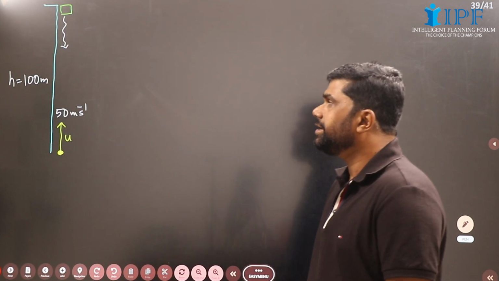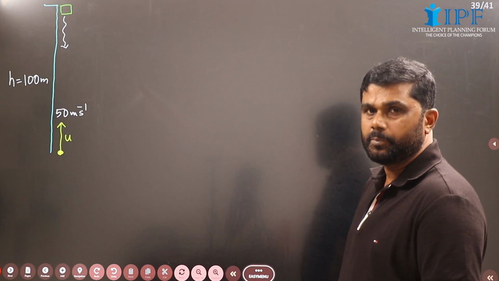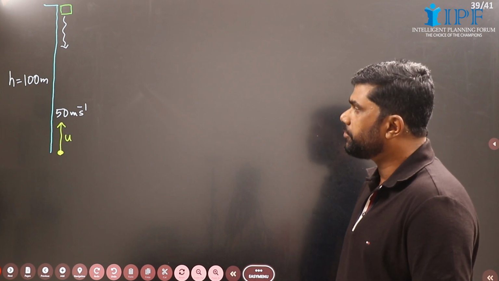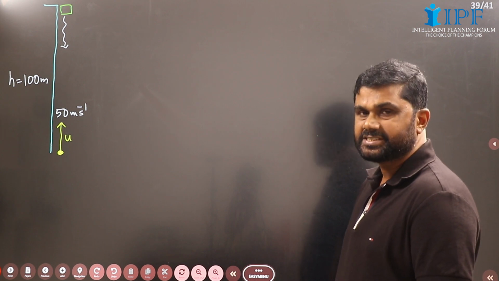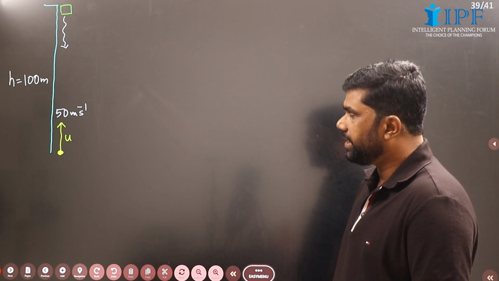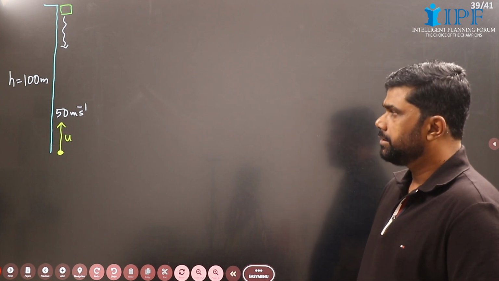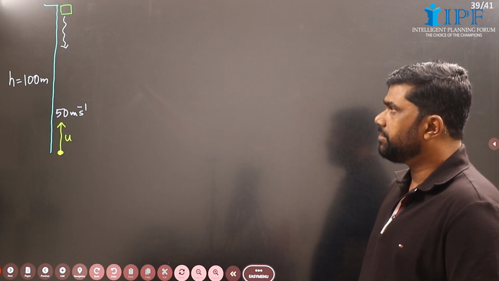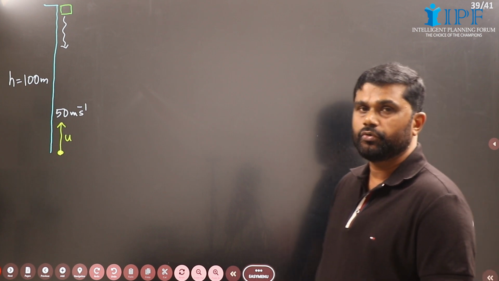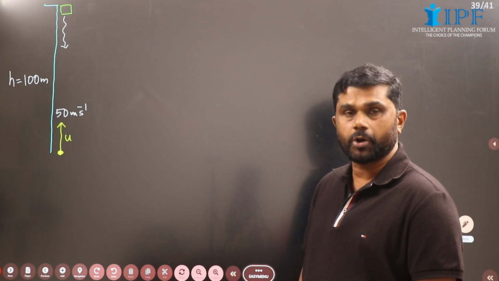See, here we have another beautiful example. A wooden block is released from the top of a tower of height 100 meter. At the same time, a bullet is fired from the foot of the tower along the same vertical line with an initial velocity of 50 meter per second. Now the question is when and where the two will meet, or the bullet hits the block.